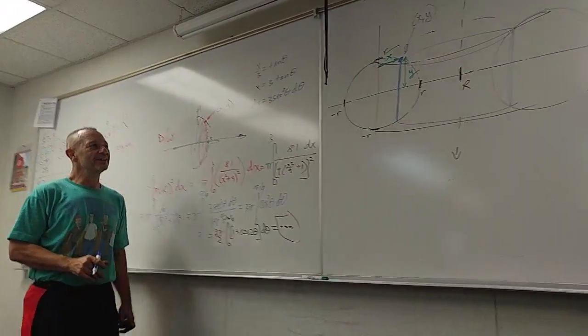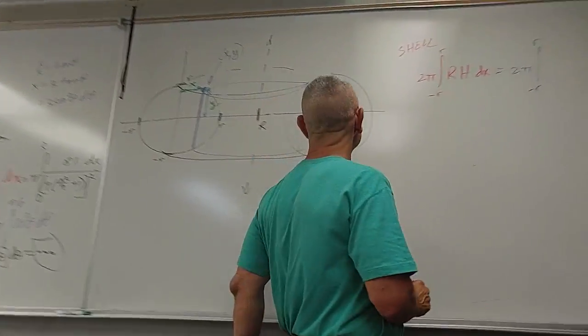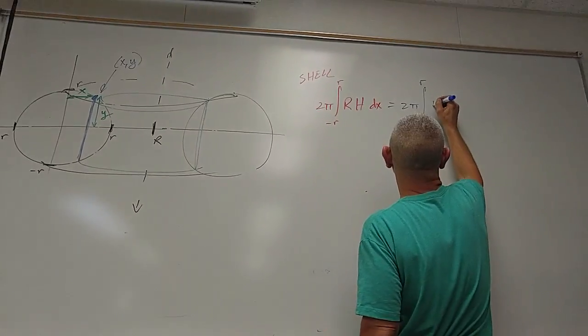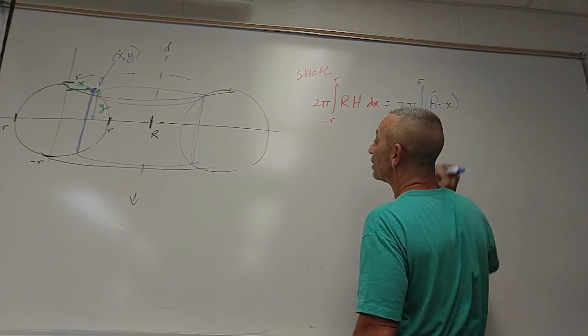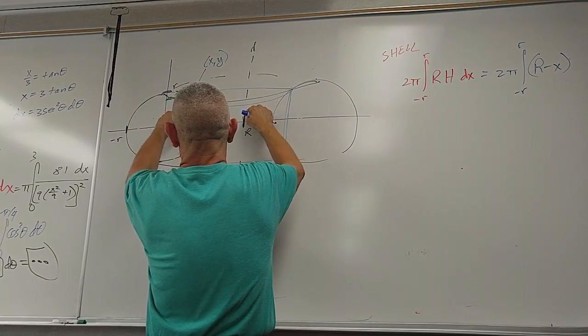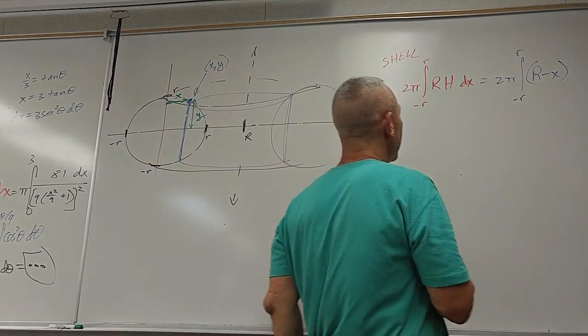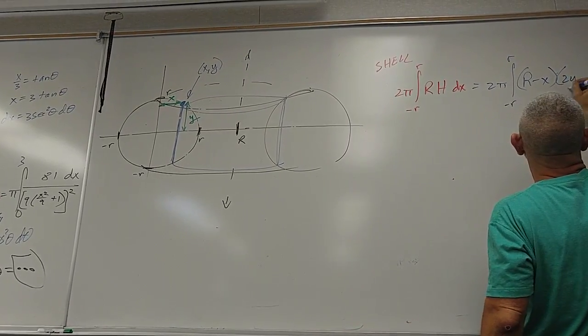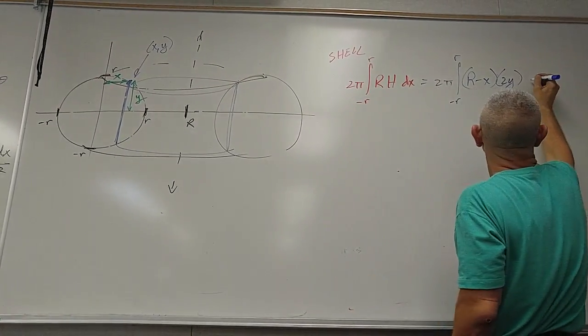Cheated my way through. So the radius is capital R minus x, because this distance is capital R. I want this distance, so I've got to take x away. The height is 2 times y. Right? Got to double it. dx.